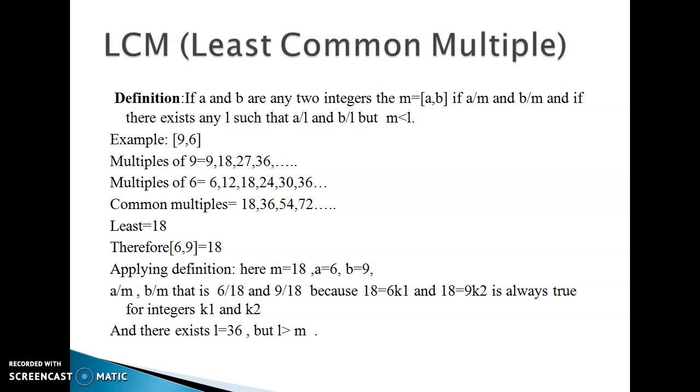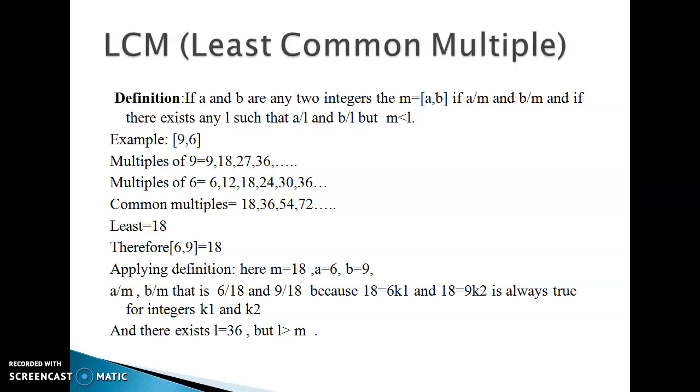I have considered a very simple example for you to understand the definition. So I have considered how to find the LCM of 9 and 6. Multiples of 9 are 9, 18, 27, 36 and so on. Similarly, the multiples of 6 are 6, 12, 18, 24, 30, 36 and so on. The common multiples are 18, 36, 54, 72 and so on, and the least one is 18. Therefore, I conclude the LCM of 6 and 9 is equal to 18.